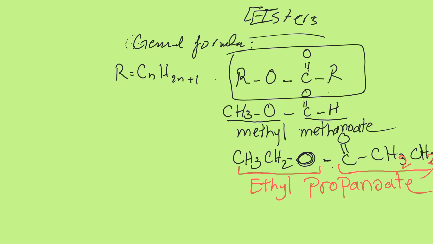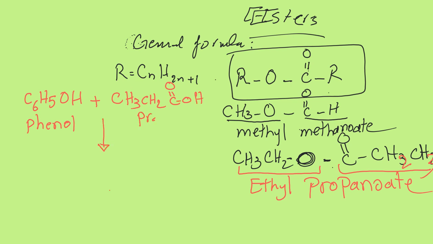And in a chemical reaction, if I have C6H5OH, it is a structure similar to alcohol, and we call it phenol. Suppose it reacts with an acid like propanoic acid. Propanoic is CH3, CH2, COOH. Propanoic. So what will be the result?